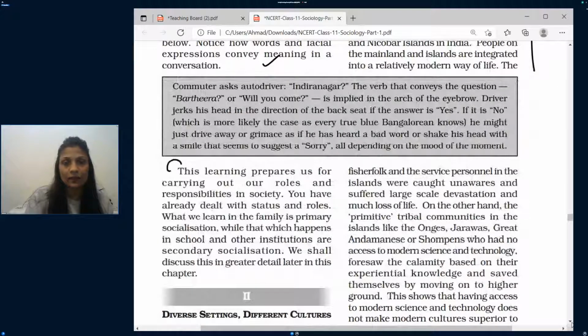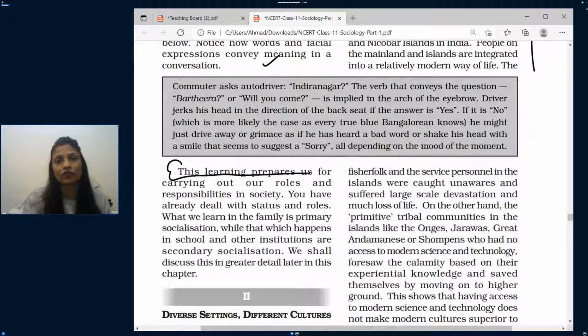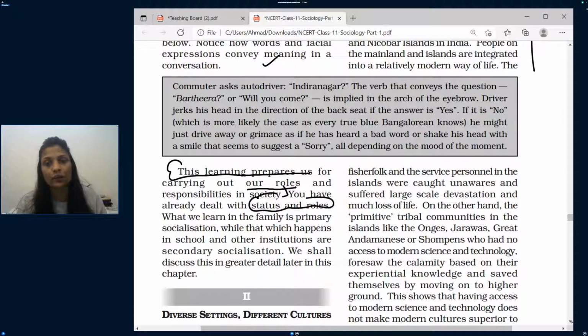So this learning process, whatsoever we learn during the socialization period, gives us our roles and responsibilities in society. We all know how status and roles come up. This is what we learn as primary socialization, and later it is secondary socialization. School and other institutions are secondary socialization. I hope this is clear.